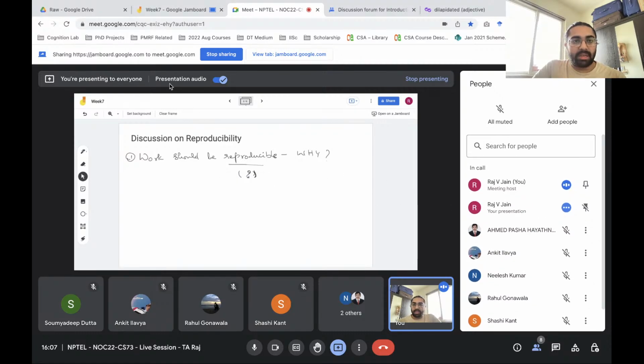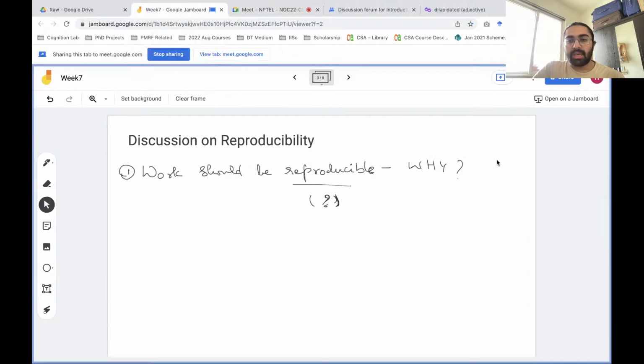Okay, fine then. We'll move ahead if there are no other questions. Okay, so we wanted to talk about how work should be reproducible. So I'll give a brief inkling of what reproducibility means.